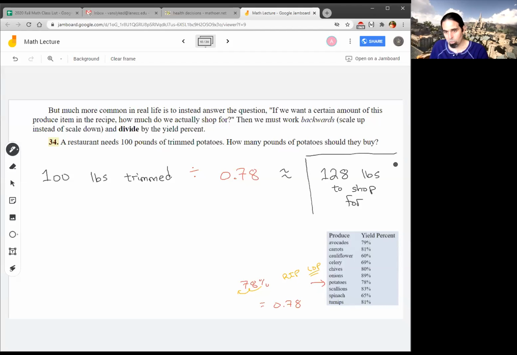So this is what we will do more often, because this is the more realistic thing that you see in your recipe. My kitchen needs to make a Thanksgiving meal for a huge crowd. We're going to need 100 pounds of potatoes. But if we only shopped for 100 pounds of potatoes, by the time we trimmed them, we'd have too small an amount. We'd only have the 78 pounds. So we need to overshop. We need to shop for 128 pounds so that after the trimming, we still have the 100 pounds we need. Okay so far? Either thumbs up in your video or with your Zoom thumbs up.